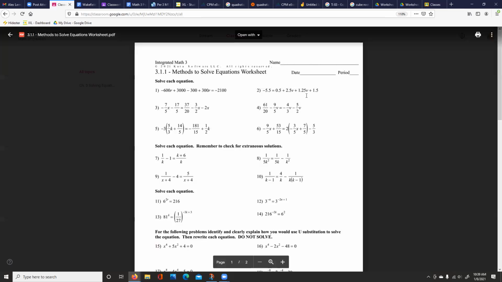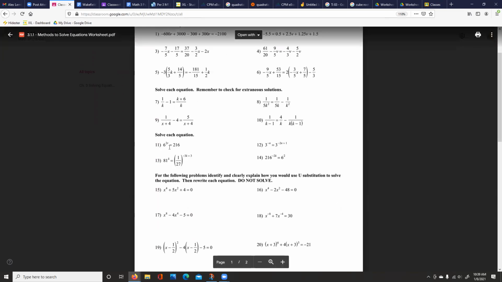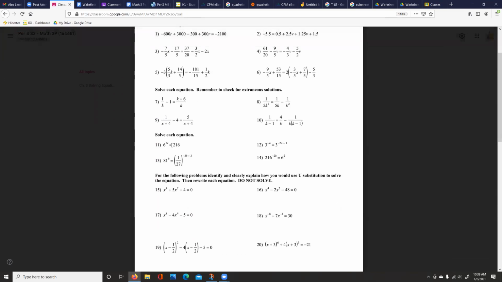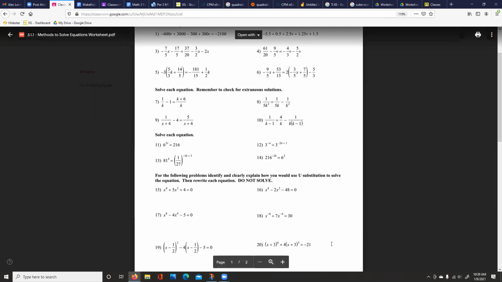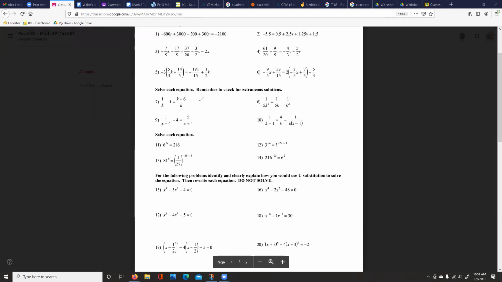Here you can get rid of a bunch of the zeros. Oh, I did want to do 11 and 13 because those are a little different. So let's do 11, 13 really quickly. For 11, how do you solve it if you have 6 to the 2r equals 216?